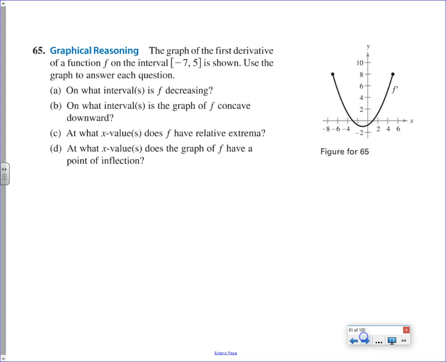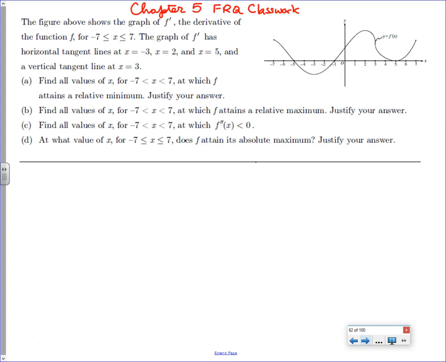Let me skip ahead. Look and see why I gave it to you. What are you given? F prime. Are things labeled a bit more precisely? Yes. They tell us this is a graph of f prime. They tell us there are horizontal tangent lines at -3, at 2, and at 5.